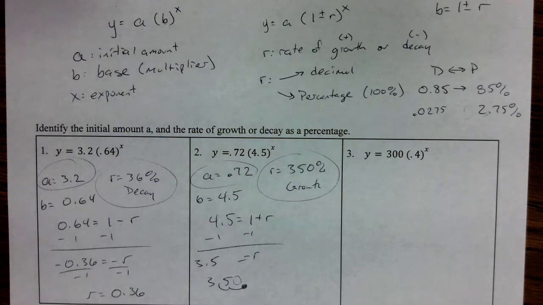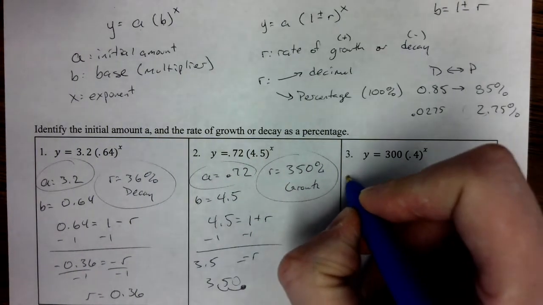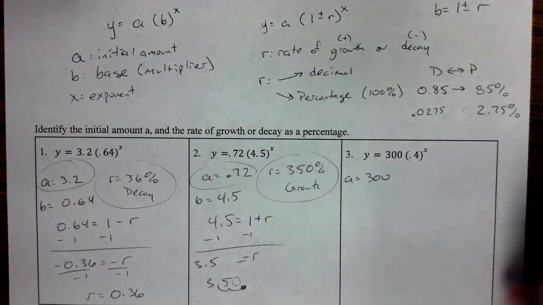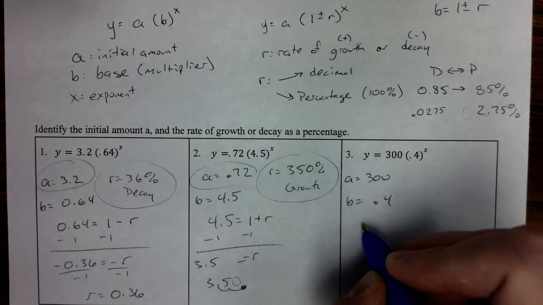And for this last one, you can try it on your own. You can pause here, but I'll do it. I'll give you the answer. A is equal to 300. Base is equal to 0.4.